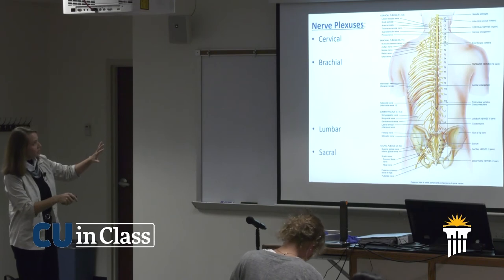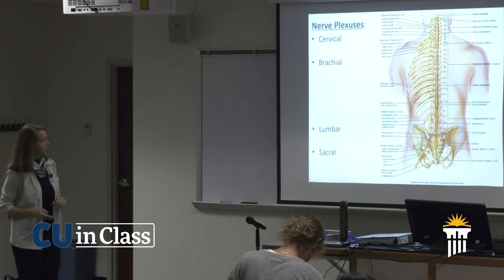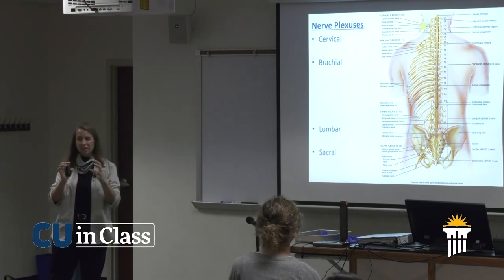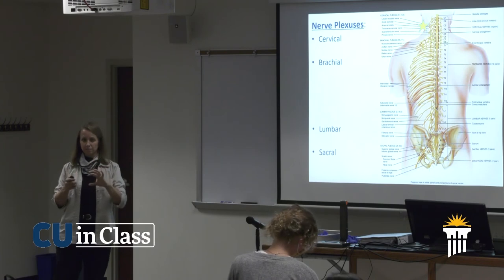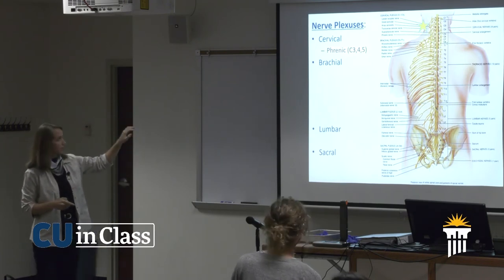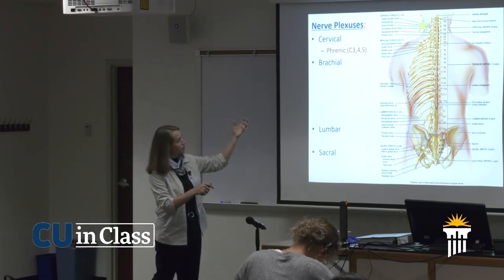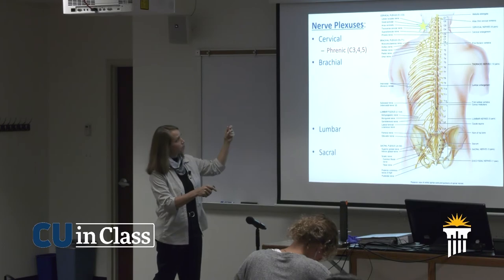So nerve plexuses: cervical, brachial, lumbar, and sacral. Again, back to this picture, we're looking at the posterior view, and anywhere you see some of this braiding is where these plexuses are. I'm going to highlight on each of these areas at least one nerve that I really want you to learn from that plexus. So from the cervical plexus, the phrenic nerve. The phrenic nerve is going to come from, or involve, roots of C3, 4, and 5. So in through here. When you see cervical plexus, you can see on this particular slide lots of other nerves listed. We're going to pay attention to the phrenic nerve.